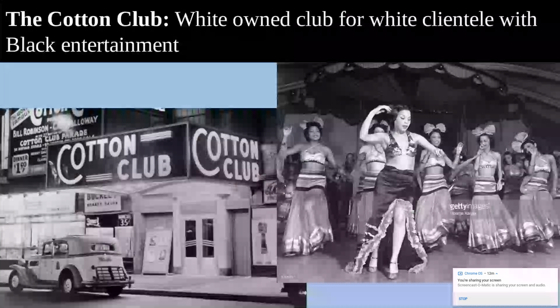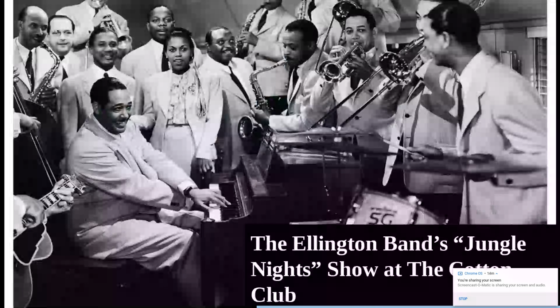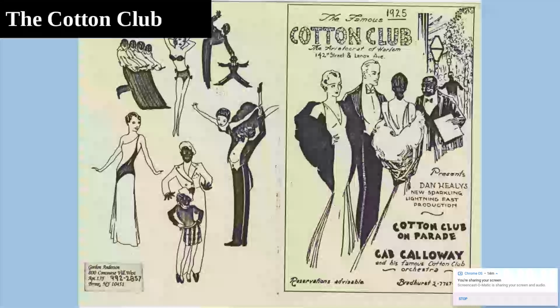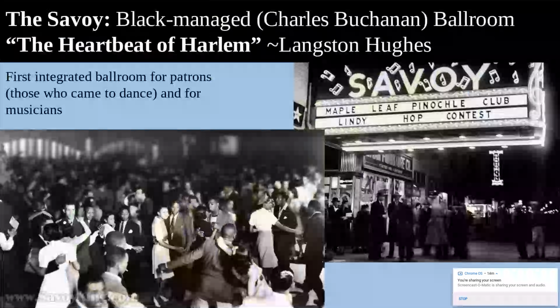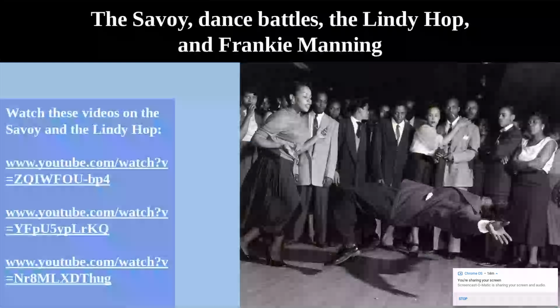And so you see a lot of ways in which the Cotton Club, which was for a white audience, is recreating racist policies in the midst of the Renaissance. And the Savoy is the space that is the heartbeat of Harlem, according to Langston Hughes. It's the Black managed ballroom that was primarily Black audiences. It was integrated, so there were white folks who went here. And this was a space that fully affirmed, I think, Black art, Black dance, and Black people.